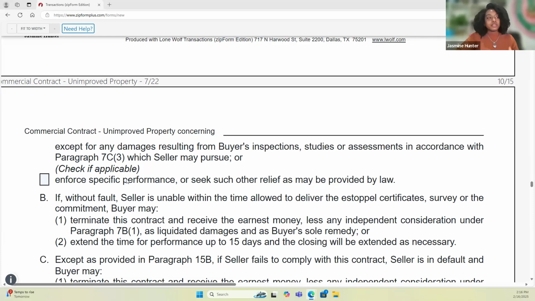Again, why are we talking about all this? Because we're talking about commercial property. It could simply be a big deal. We're talking millions of dollars. I'm probably going to sue for specific performance when we're talking about millions.